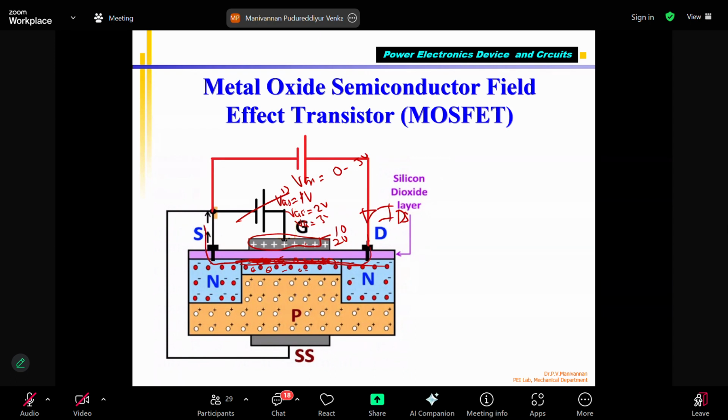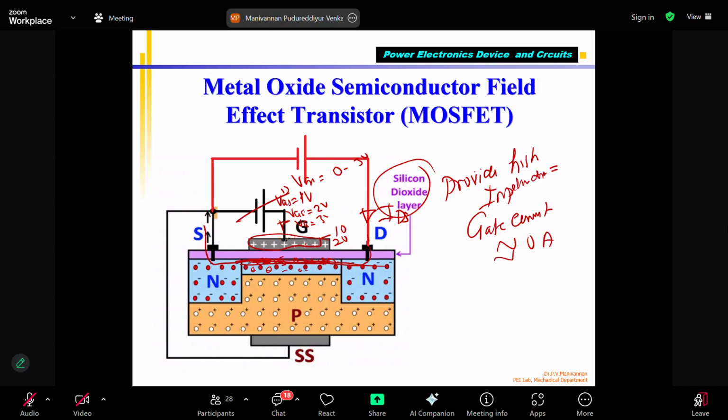So it is similar to the FET, JFET, but the only thing is it has an insulating layer which provides very high input impedance. That means the gate current is almost 0, approximately 0 amps, or in the order of nanoamps to picoamps. Input impedance can be in the order of 10 power 7, 10 power 8, even 10 power 9 ohms, in the order of 10 megaohm, 20 megaohm. That is the MOSFET, so it is much better than the FET.